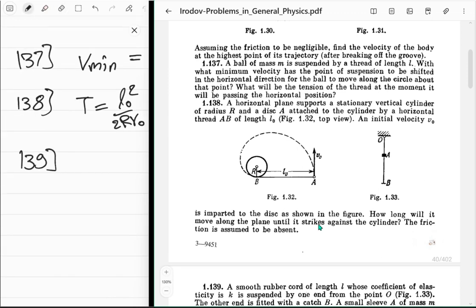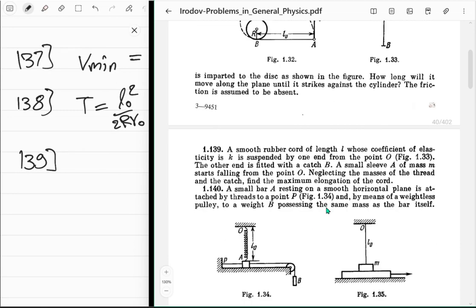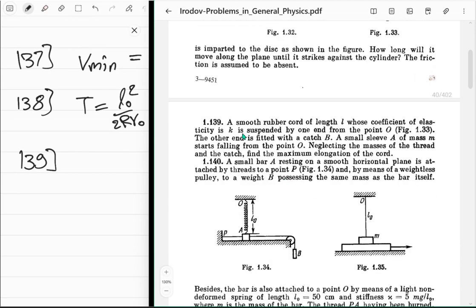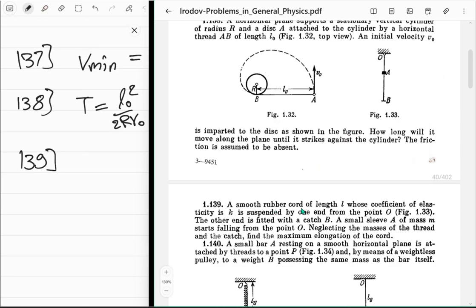Problem 1.139. A smooth rubber cord of length L, whose coefficient of elasticity is K, is suspended by one end from the point O, figure 1.33. Where? This thing? Okay. You mean the stiffness coefficient? I'm just going to say it's a stiffness coefficient, because I like it like that. Suspended by one end from the point O.